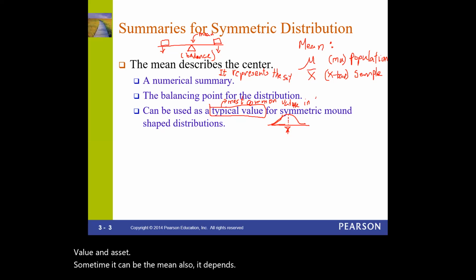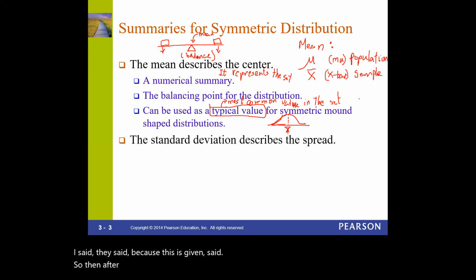And the set. I said the set because this is a given set. Okay, so then after that, there's something called standard deviation. They say the standard deviation describes the spread. What does that mean by describing the spread?